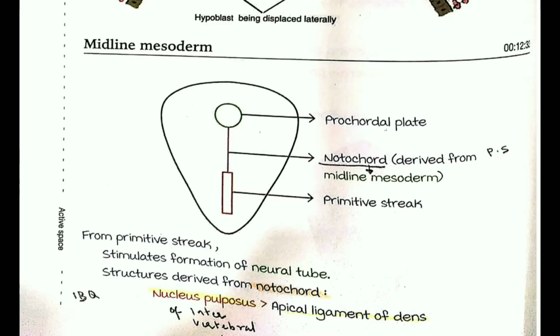Now I'll talk about midline mesoderm. This was the procordal plate or the buccopharyngeal membrane, and this was the primitive streak, which was the tail end, and the procordal plate the head end. So in the midline, there is a notochord formation, which is a midline mesoderm. So notochord is derived from the midline mesoderm.